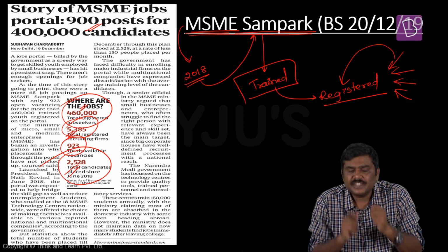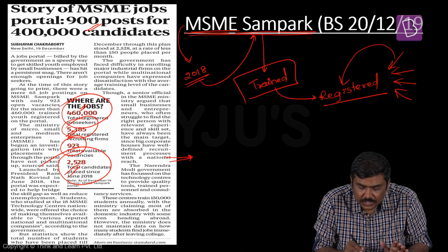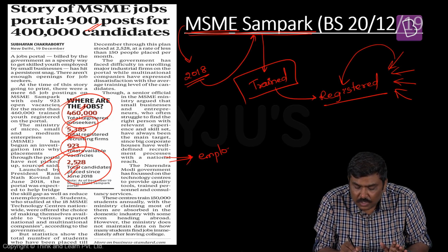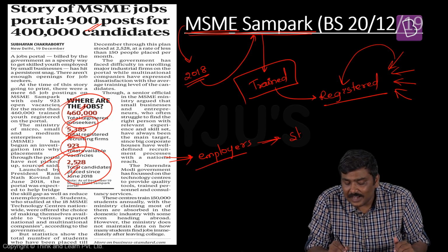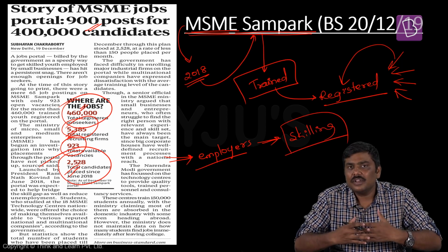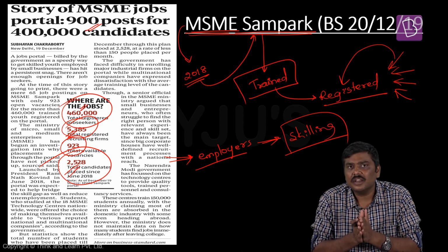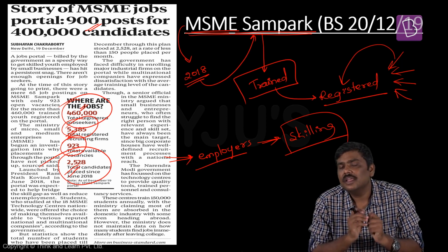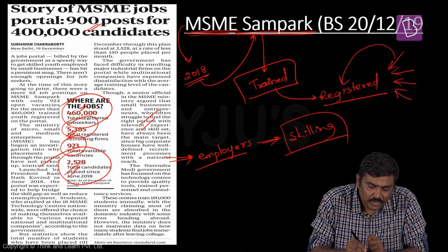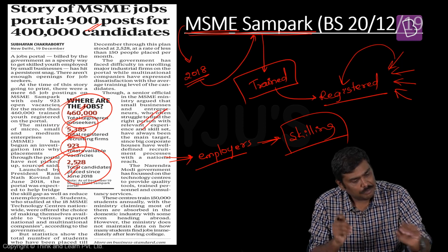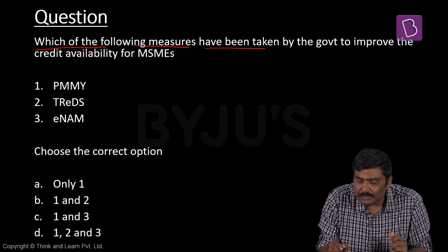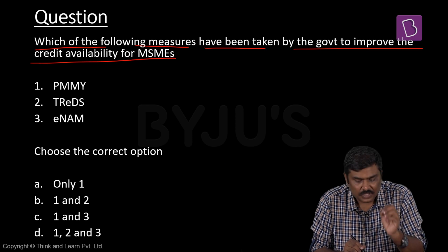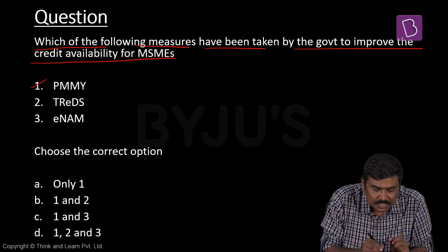But having said so, the same article also mentions that the issue with the performance in this particular portal has been that the employers are basically unhappy with the skilling level of these particular trainees. And since the skilling level of these particular trainees is not satisfactory, they are not opting to hire these particular employees. That has been the point which has been mentioned in this particular article. Now, based on this, I've given a question here. Which of the following measures have been taken by the government to improve the credit availability for the MSMEs? 1. Pradhan Mantri Mudra Yojana.